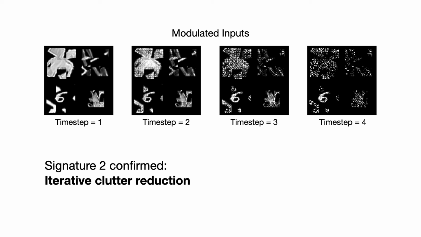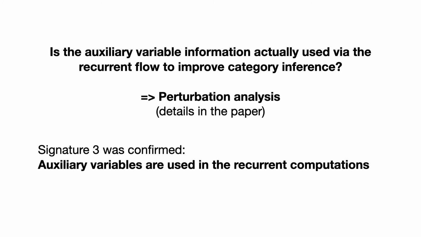We also check the inputs, and the modulated inputs, the input plus the top-down connection information flow, shows signatures of iterative clutter reduction. So as you go deeper into the network in terms of time, the debris is reduced and the input only retains information about the intact digit. To know if the auxiliary variable information is actually sent through the recurrent flow, through top-down and lateral connections, and is actually impacting category inference, we did a perturbation analysis, which is quite cool. You should check it out in the paper. In the interest of time, I cannot present it here, but spoiler alert, signature 3 was also confirmed. Auxiliary variables are indeed used in the recurrent computations.